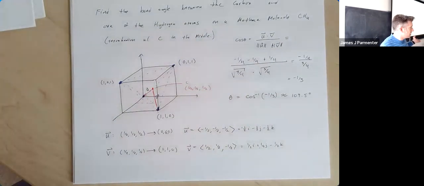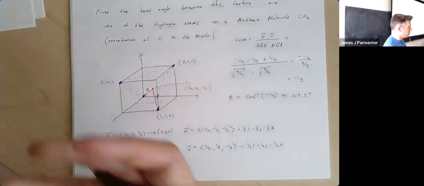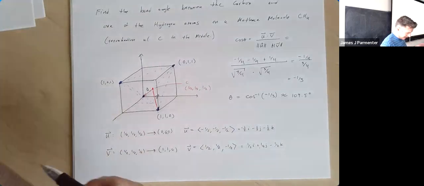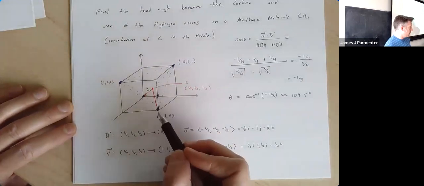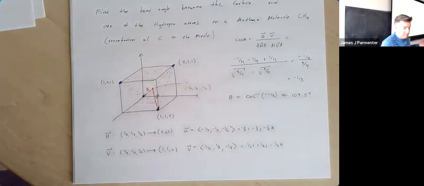Which is kind of interesting to know, because this is a real molecule in the world, and this is actually the angle between the carbon in the middle and two of the hydrogen bonds adjacent to it. It's not nothing. It's interesting. Okay.